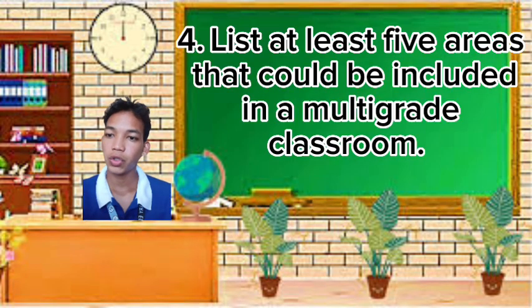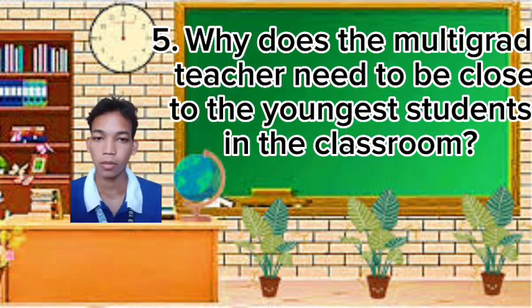The areas that should be in each multi-grade classroom include the following: students' desks or tables, learning center and reading corner, dress-up corner or home corner, teachers' area including desks and cupboards, class shop and display area, and chalkboard. The teacher needs to be close to the youngest learners because they need help more often than the older learners.